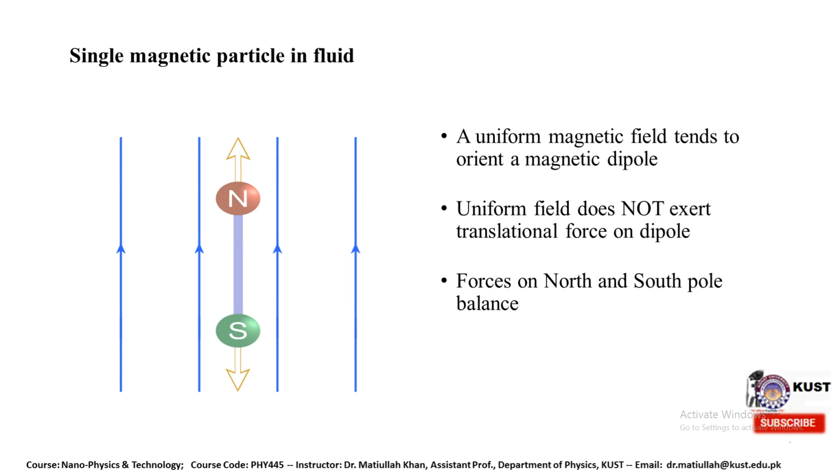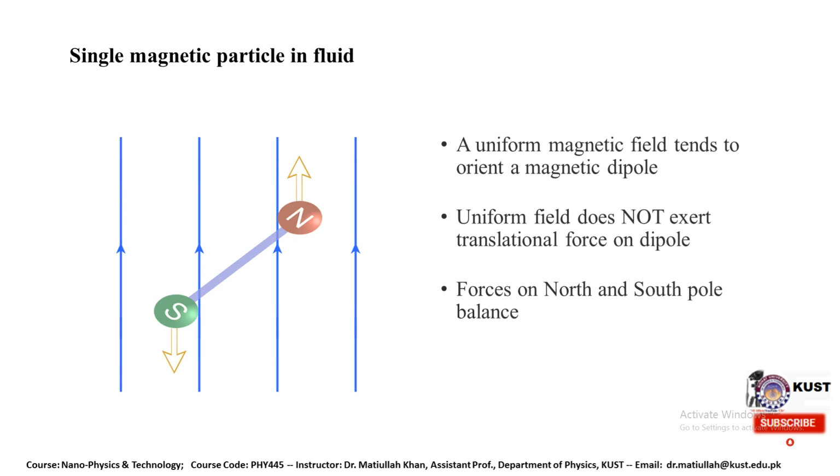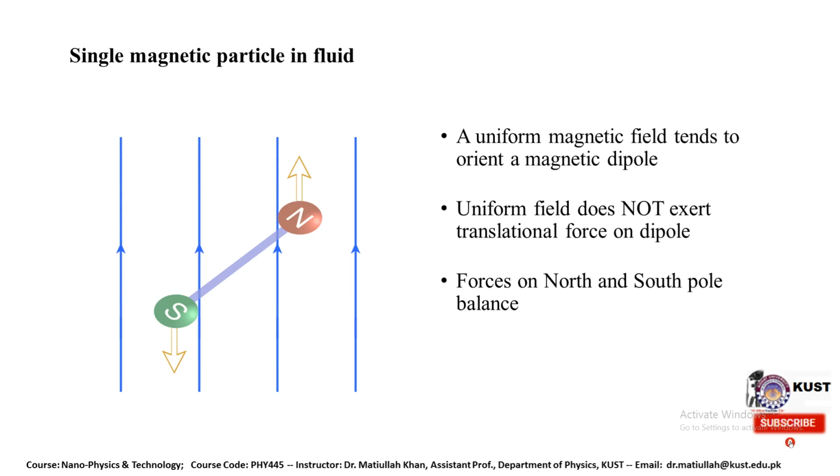So the forces at the north and south poles balance each other, and it is not a translatory motion, but actually the alignment of the moment in a particular direction. This is the magnetic moment, present in different directions. At the same time, two forces are acting, one at the north pole and the other at the south pole, and the resulting effect of both forces is to align the magnetic moment along the direction of the field.